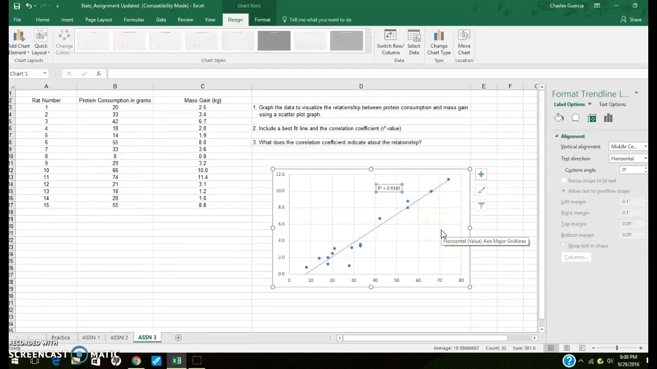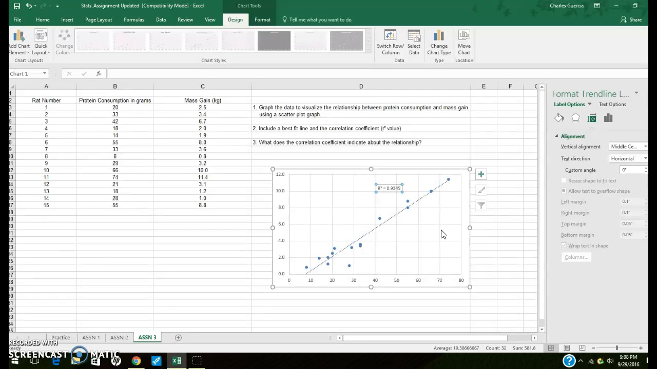the correlation. Alright, so obviously we have a positive correlation here. The closer it is to 1, alright, that's a stronger positive correlation. R-squared value of 0 gives you basically no correlation, and then a negative is an inverse relationship. So based on our data here, we can see that we have a positive correlation between the amount of mass gained based on how much protein is consumed by the rats.